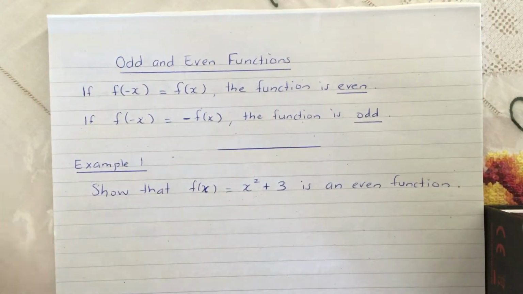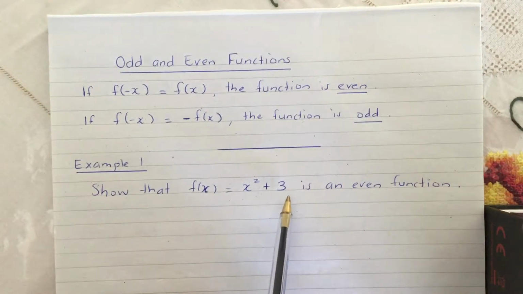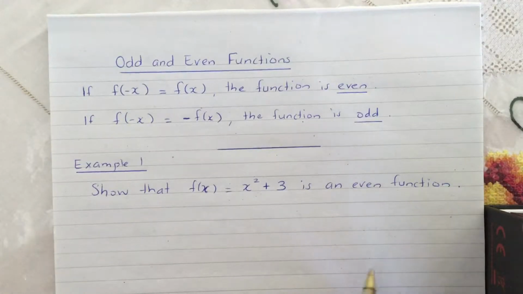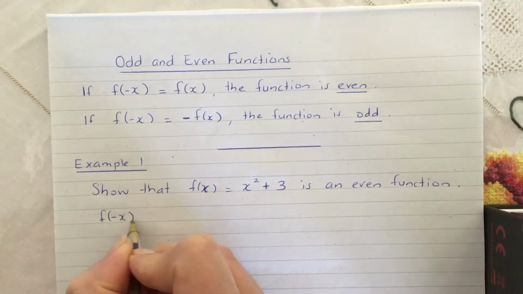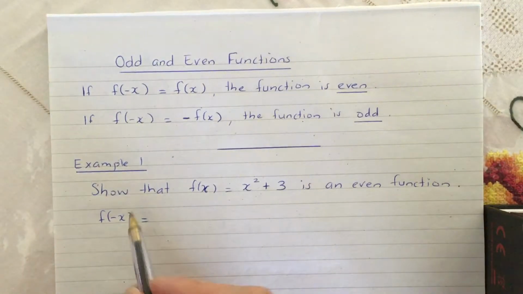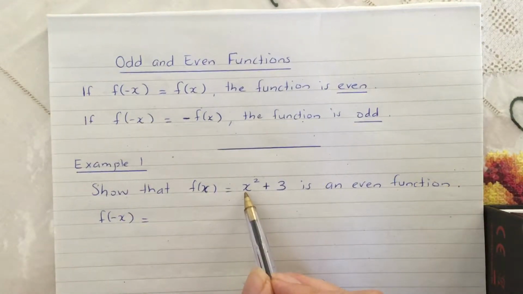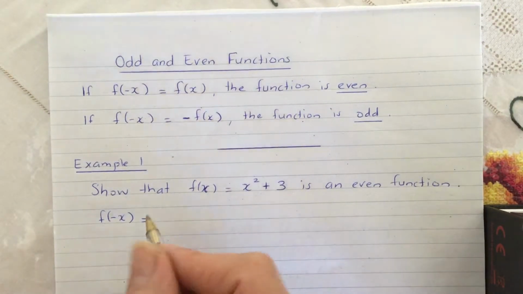Example 1 says, show that f of x is equal to x squared plus 3 is an even function. The first thing to do is to find what f of minus x is. You've been shown how to do substitution in algebra, and we're going to be doing substitution. So we're going to substitute the minus x where the x is. People are often confused with that, so just watch carefully.